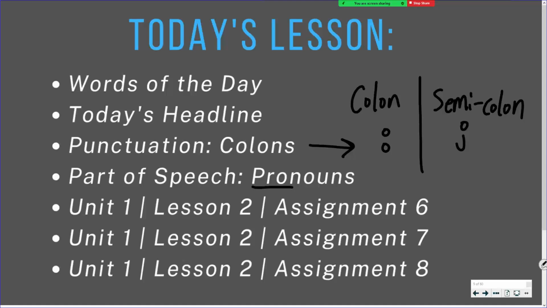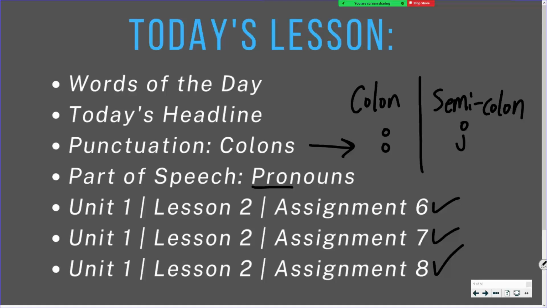Then we're going to talk about Unit 1, Lesson 2, assignments 6, 7, and 8, all of which deal with the novel Jimmy Comes Home. So the majority of today's class is going to be discussing the novel Jimmy Comes Home, and more specifically, we're going to be talking about how do we answer questions about that text.